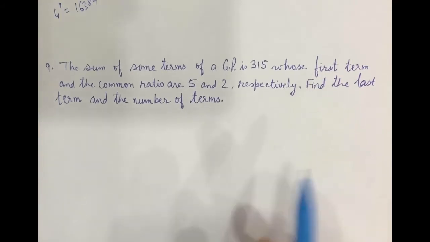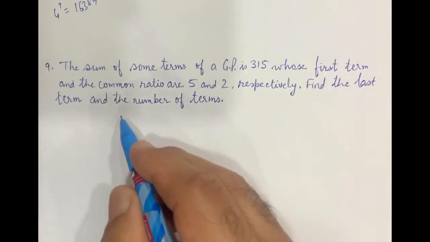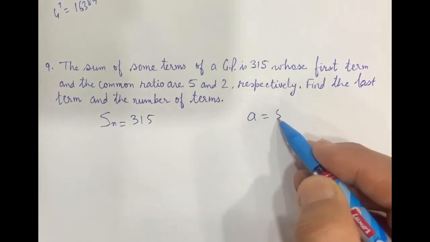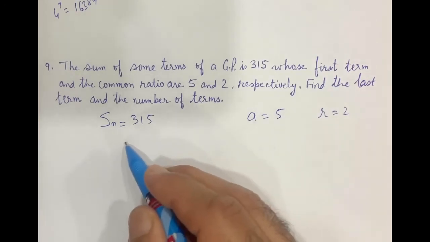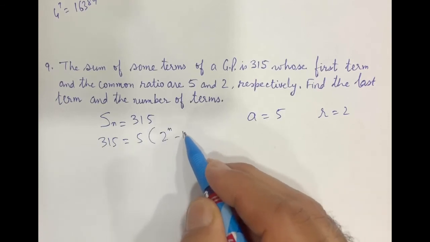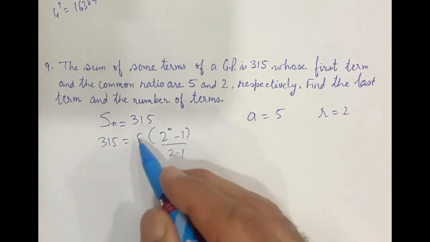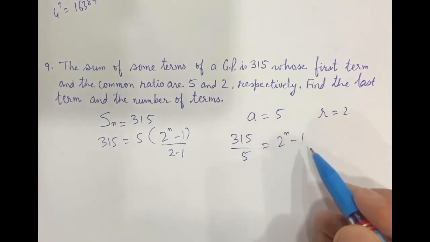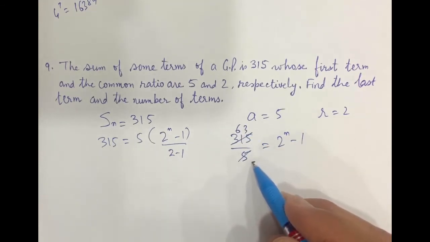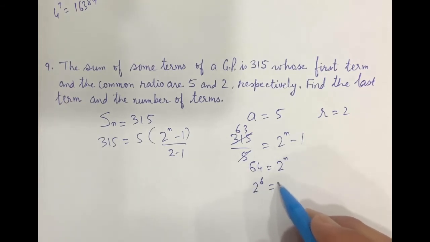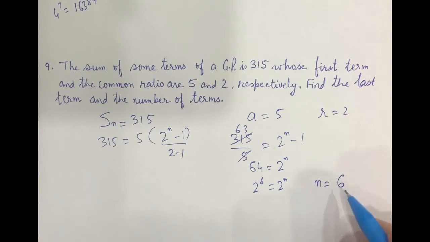Next one, sum of some terms of a GP. Let us say n terms. This is 315. First term is 5. Common ratio is 2. So sum of n terms means it's a into r raised to power n minus 1 upon r minus 1. 315 upon 5 is 2 raised to power n minus 1. This will be 63. 63 plus 1 is 64. So 64 is 2 raised to power n. This is 2 raised to power 6 equal to 2 raised to power n, or n is 6.